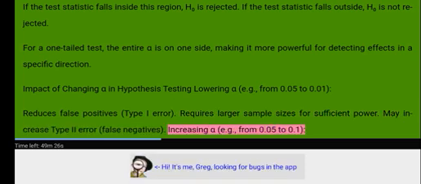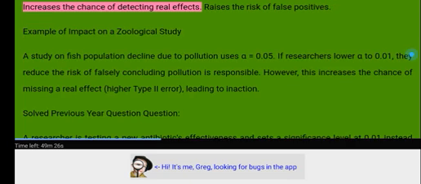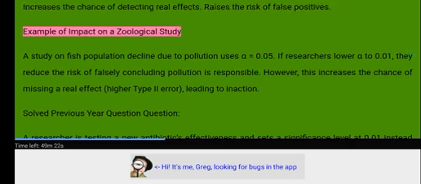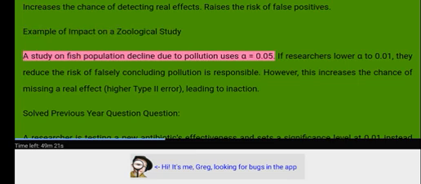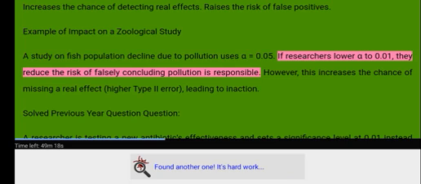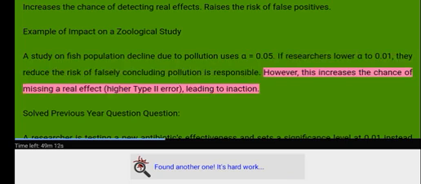Increasing alpha, e.g., from 0.05 to 0.1: increases the chance of detecting real effects; raises the risk of false positives. Example of impact on a zoological study. A study on fish population decline due to pollution uses alpha equals 0.05. If researchers lower alpha to 0.01, they reduce the risk of falsely concluding pollution is responsible. However, this increases the chance of missing a real effect, higher type 2 error, leading to inaction.